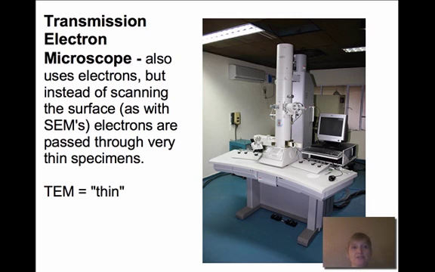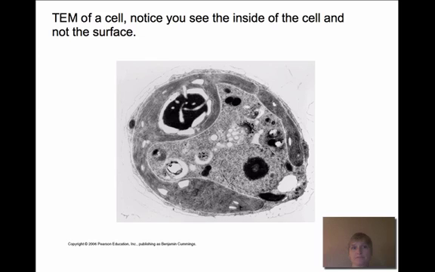And then there's the transmission electron microscope. This also uses electrons, but it passes the electrons through the specimen, so you get a very good image of the inside. So here's one that's used. This image was created by a transmission electron microscope, and you can see the inside of the cell, and so not just the surface of a cell, but you can see all the organelles inside the cell.